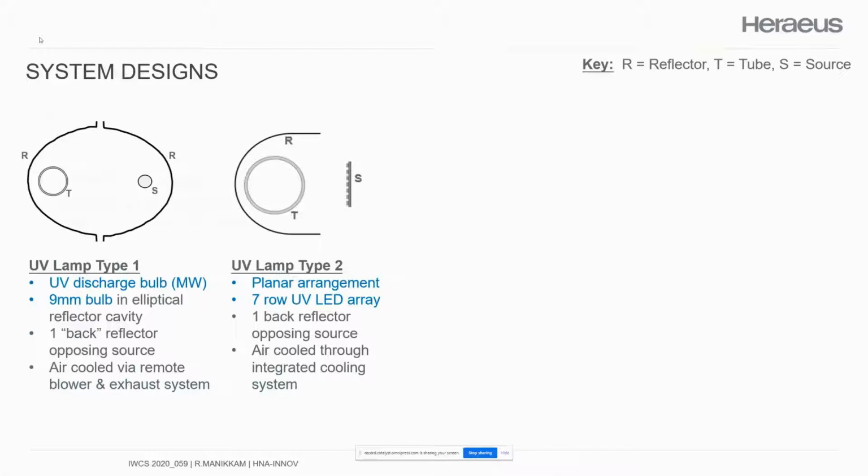The next system we had was UV lamp type 2. Now this was a LED system. What I will refer to going forward is a planar type arrangement. So when I say planar type, it's essentially a multi-row LED array. So this particular lamp type has 7 rows of UV LEDs. It also has a back reflector, you can see there labeled by R, and this system was an air-cooled system.